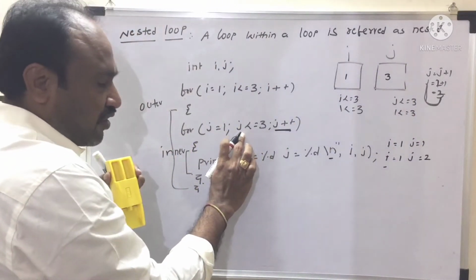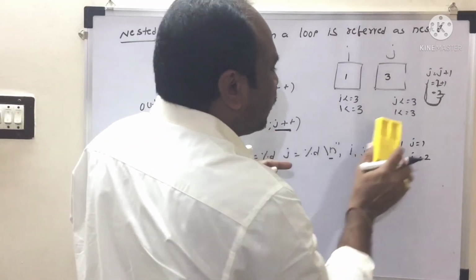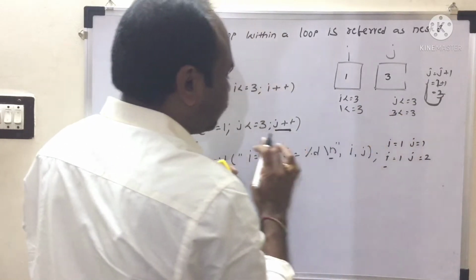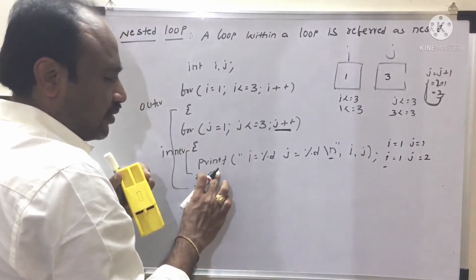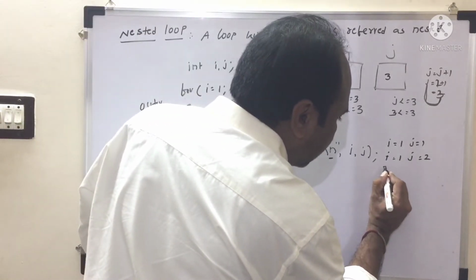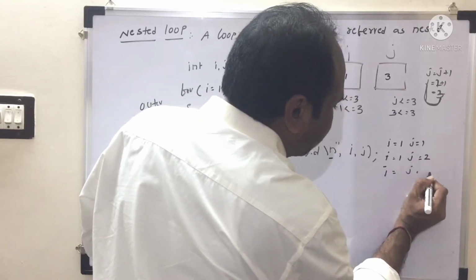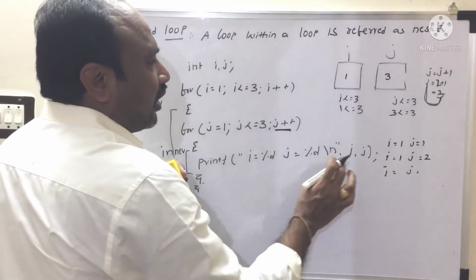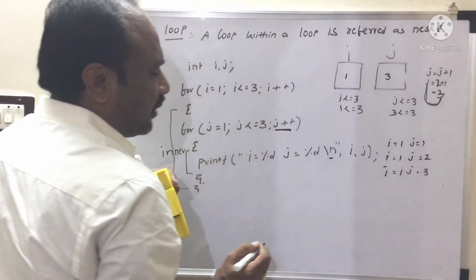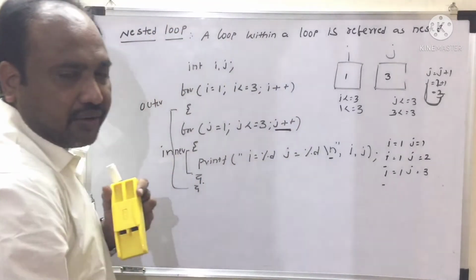Check the condition in the inner for loop. j less than or equal to 3. What is the value of j? 3 less than or equal to 3, condition true. Again come here. Printf i equal to percent d, integer; j equal to percent d, integer. i comma j. What is the value of i? 1. What is the value of j? 3. 1 3 printed. Because of using \n, the cursor is moved to the next line.